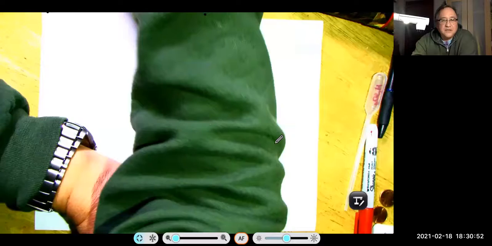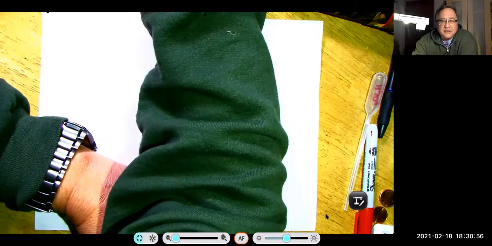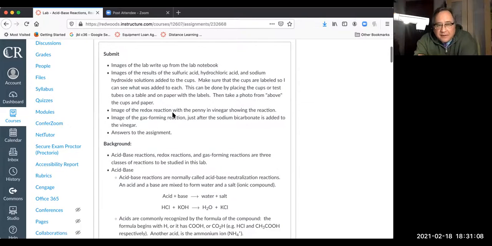Okay. So I'm going to do a new share. And so you understand that you don't need to take a photo when you've neutralized those solutions. I don't need that. You'll notice I have an image of the redox reaction with the penny and vinegar.